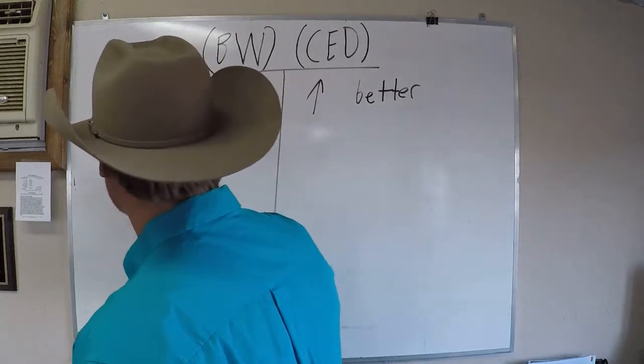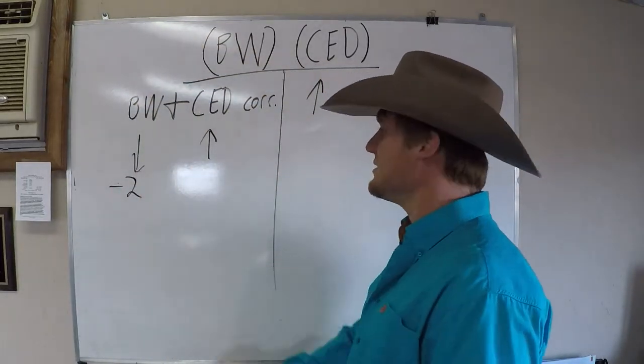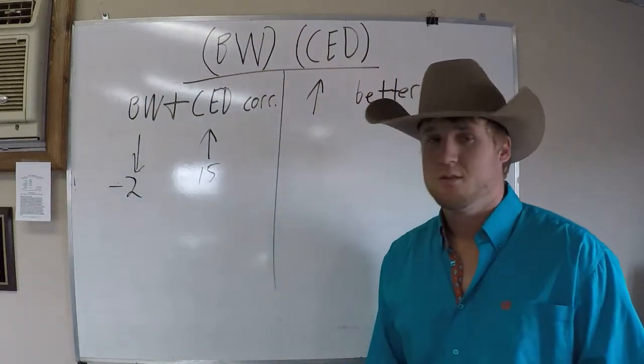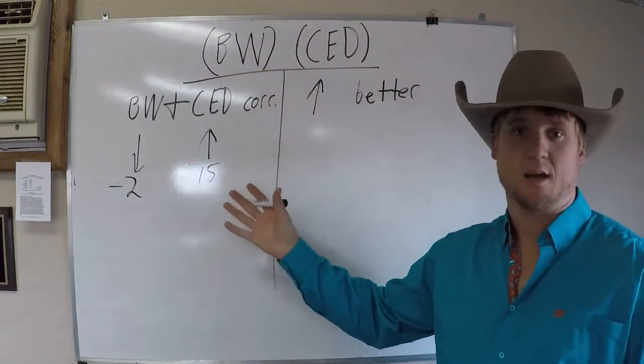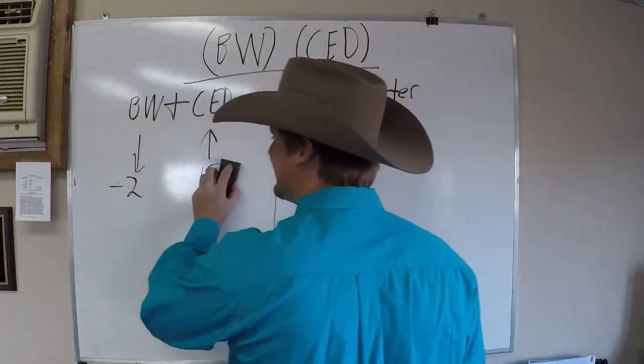So if you want a high CED, you need to have a -2 birth weight at least to get a CED higher than 15. That might not be exactly right, but that's pretty daggone close. Check the EPDs.